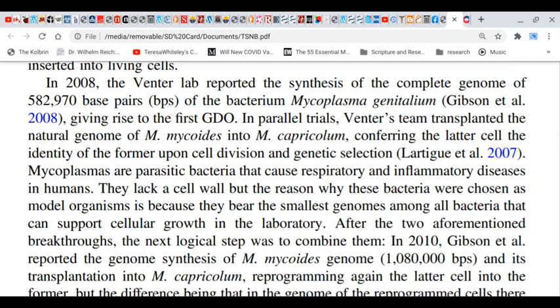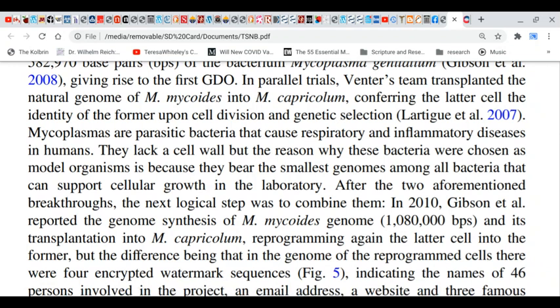Mycoplasmas are parasitic bacteria that cause respiratory and inflammatory diseases in humans. They lack a cell wall, but the reason why these bacteria were chosen as model organisms is because they bear the smallest genomes among all bacteria that can support cellular growth in the laboratory. After the 2 aforementioned breakthroughs, the next logical step was to combine them.